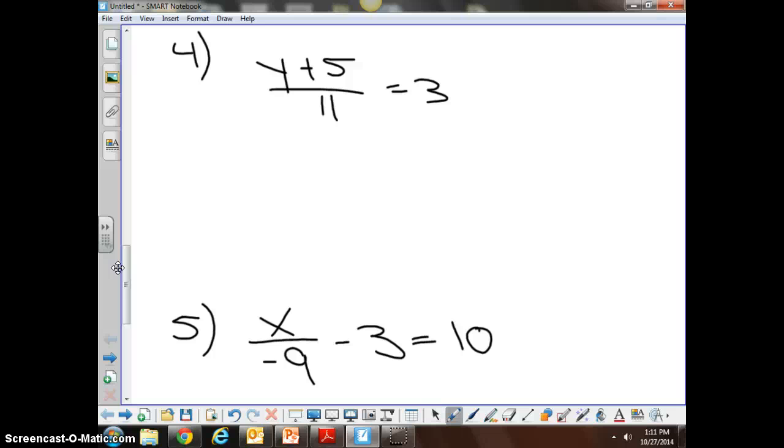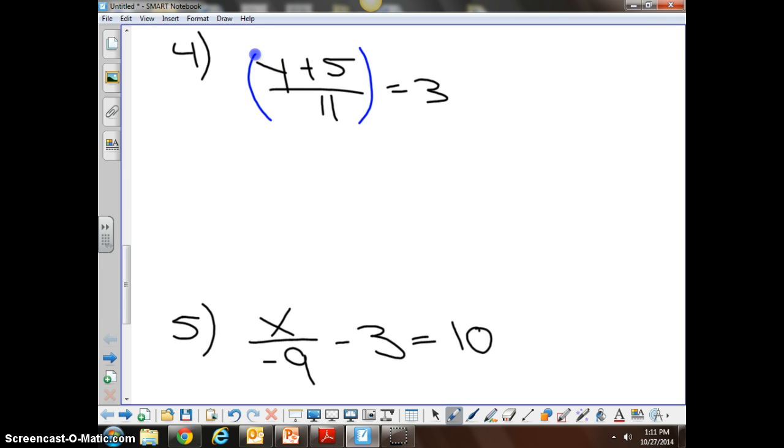First thing we want to do is get the variable by itself. You all know that, right? Yes. How are we going to get y by itself? We have 2 options. We can subtract 5 from both sides, or we can multiply both sides by 11. What do you guys think makes the most sense? Isa? We're going to multiply everything by 11.